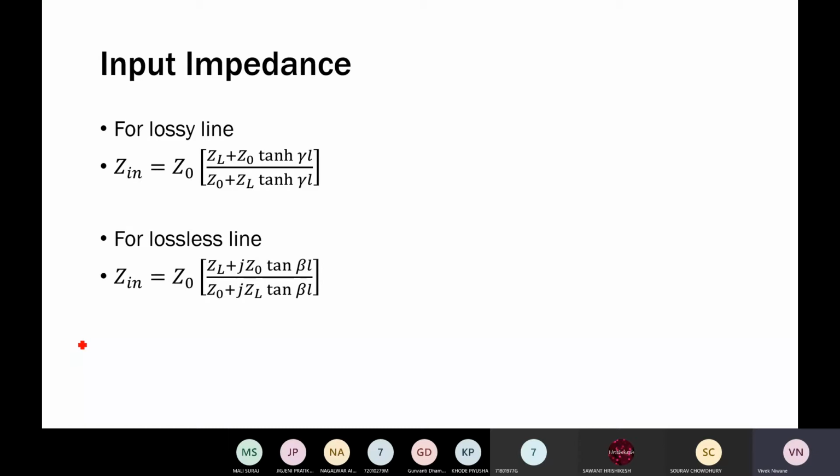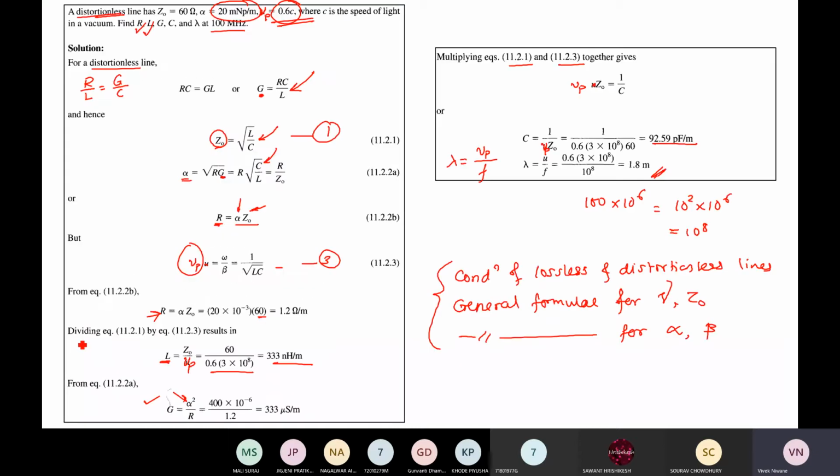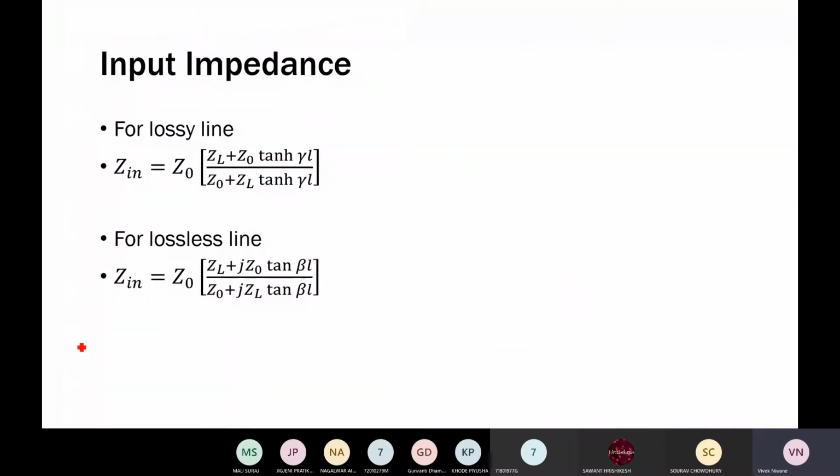I won't go into the alpha, beta, and gamma waves right now, but let us go with the numerical we discussed in the last session, the day before yesterday's session, I guess. Okay, so we solved a numerical and we have seen that we have two types of lines. One is distortionless and another is lossless. Now moving on to the next point, input impedance of a transmission line.